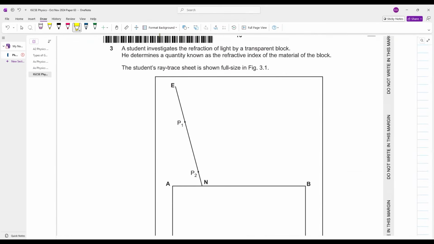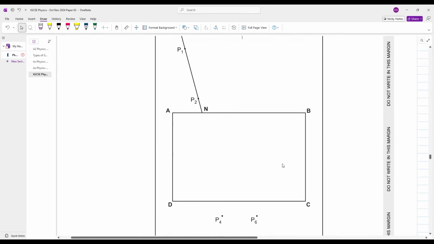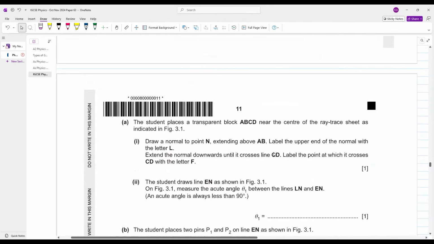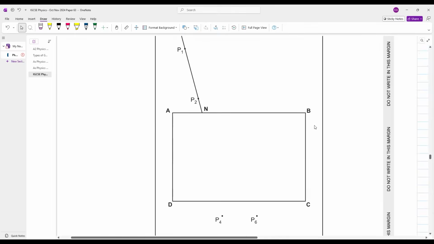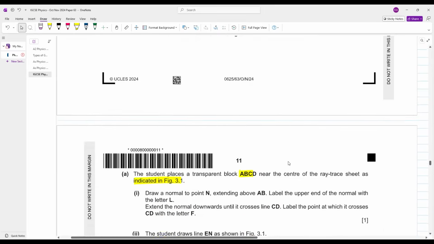A student investigates the refraction of light by a transparent block. He determines a quantity known as the refractive index of the material of the block. अच्छा जी, refractive index of the material of the block बनाना है. The student's ray trace sheet is shown in full size in figure 3.1. अच्छा जी, ये 3.1 में आपको ट्रेस गिवन है. The student places a transparent block ABCD near the center of the ray trace sheet as indicated in figure 3.1.